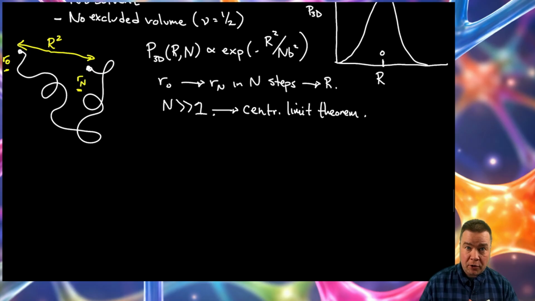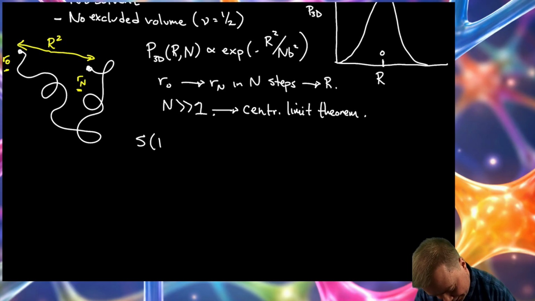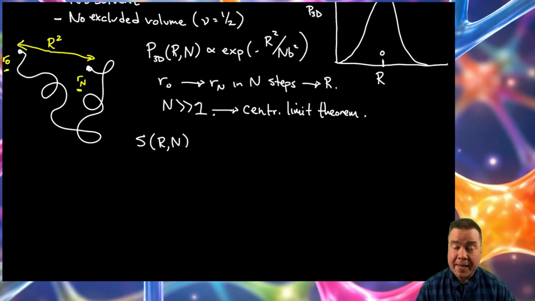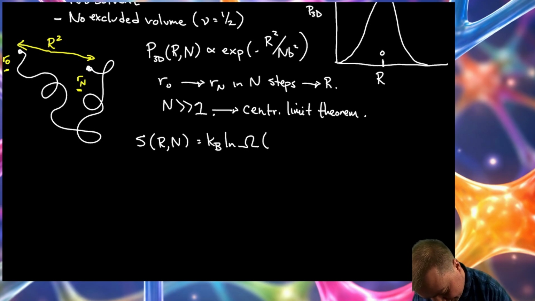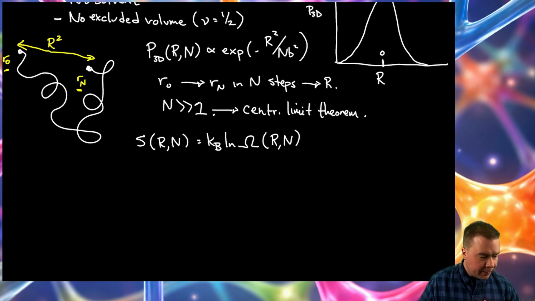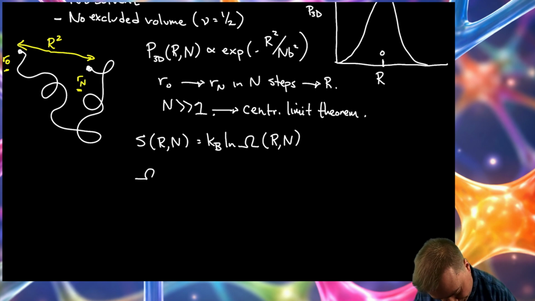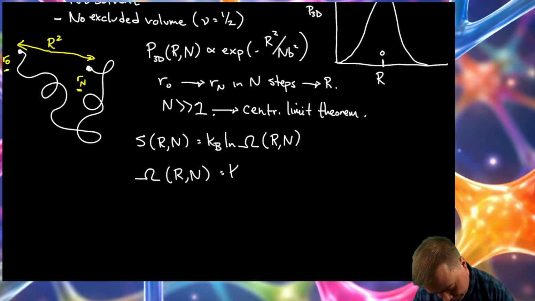And now, how did we get this probability function? Well, what we did is we were trying to compute the entropy of a polymer chain that has a size R with n segments in it. And we know that this is equal to Kb times the natural log of the number of microstates that give you a size of your polymer chain equal to R if it's got n segments. And so that's how we derived it. And we said that the number of microstates that a polymer chain has, if it's got a size R with n segments, is equal to some constant times the probability in 3D that the polymer chain has a size R with n segments.